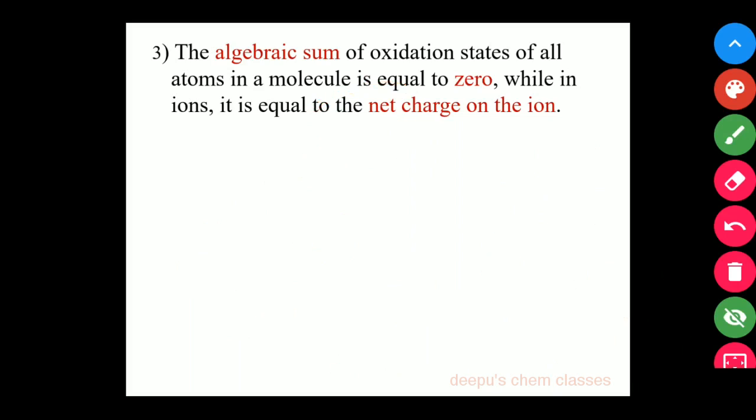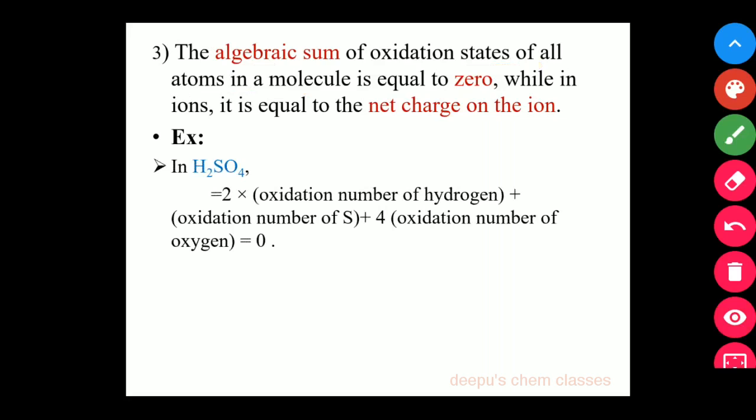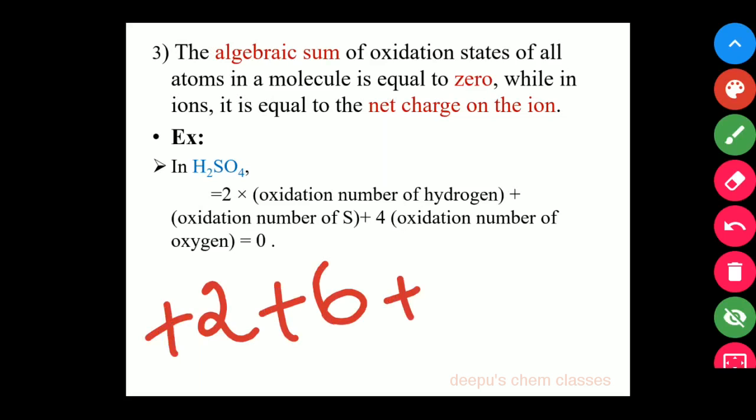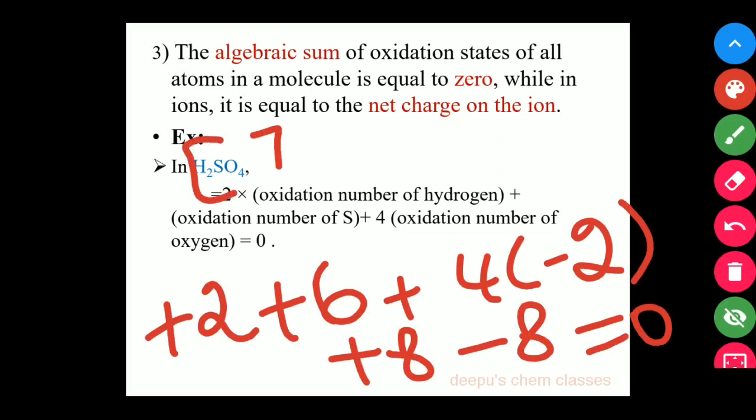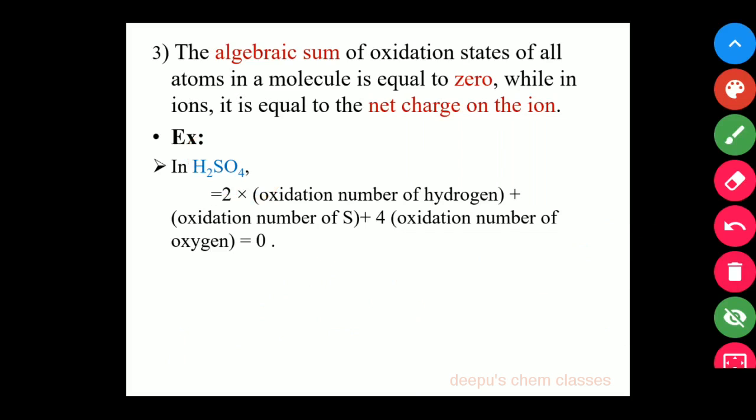So whether it is an ion or simply a compound, its net charge is nothing but equal to the algebraic sum of the oxidation states of all the atoms present in the molecule. Okay. So that is an example given for sulfuric acid. I am writing it clearly. For hydrogen, 2 hydrogen it is 2 plus. For sulfur it is plus 6. For oxygen, 4 into minus 2. So it is plus 8 minus 8 equal to 0. That is the net charge present in sulfuric acid. Okay.